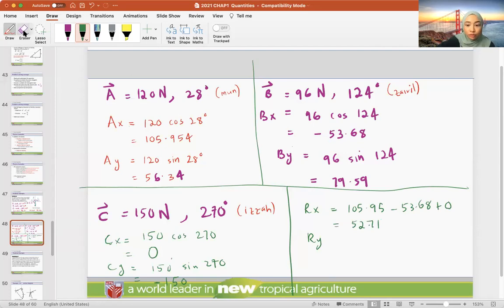271. 52 point 271. Okay. So I have another question for Vikram. If your answer is 52.271, where is it in the x-axis? Is it in the positive or in the negative x-axis? Positive. It's in the positive, okay? So Vikram said it's going this way. Okay, nanti kita tengok. Thank you Vikram.